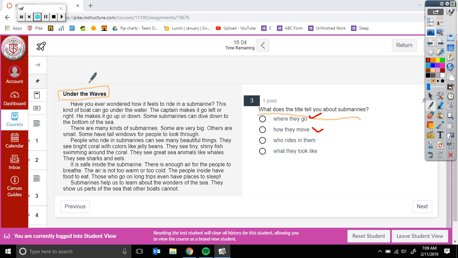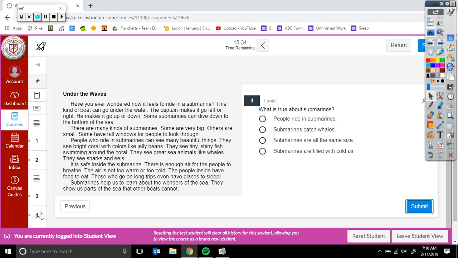Who rides them? Yeah, I don't see anything about people or things. I know it's not that. What they look like. Does that have anything to do with how a submarine looks like? Nope. Alright, so here are your two options when you read the story. Last one. Let's click next, or you can click on 4 over here.